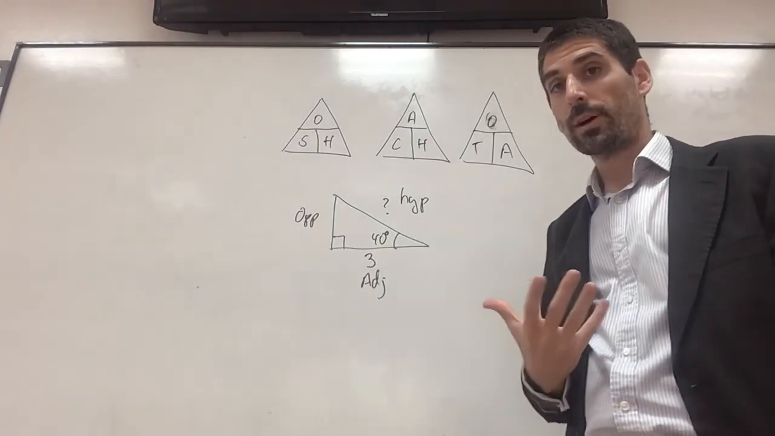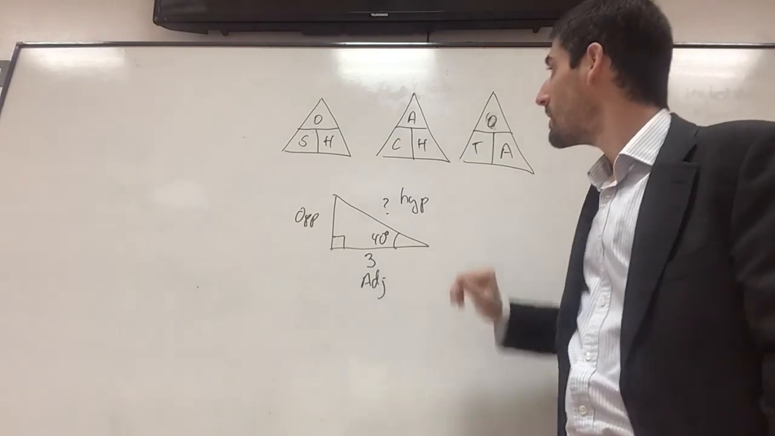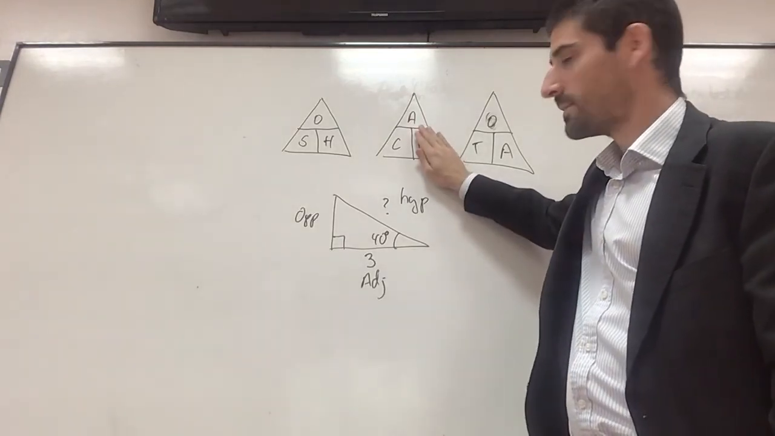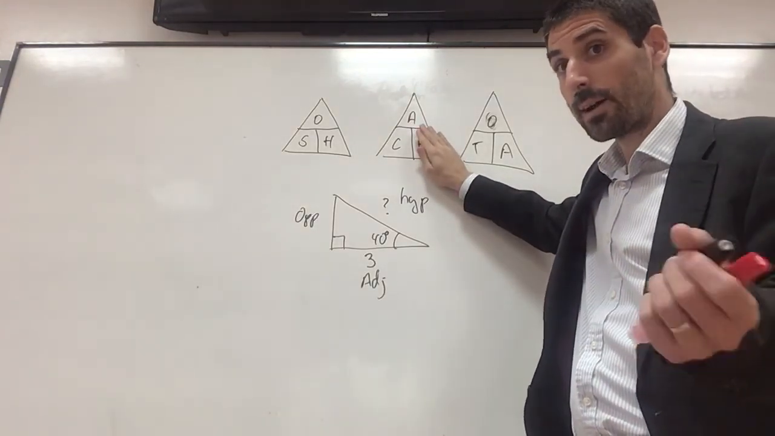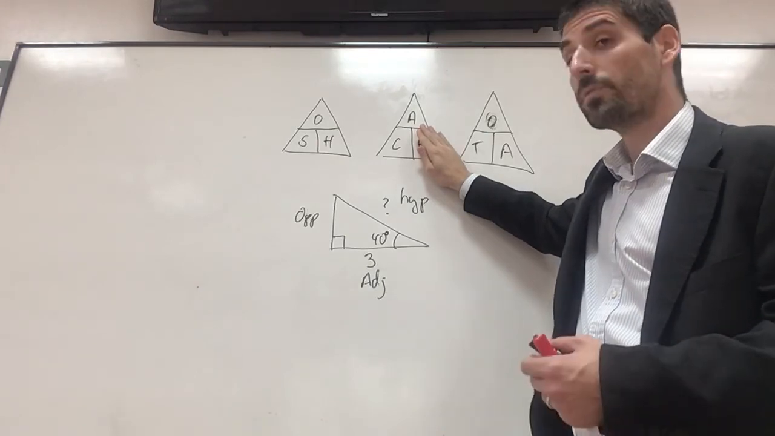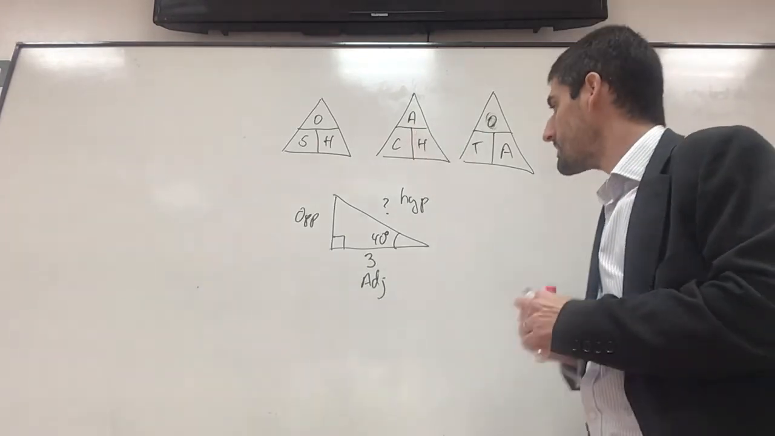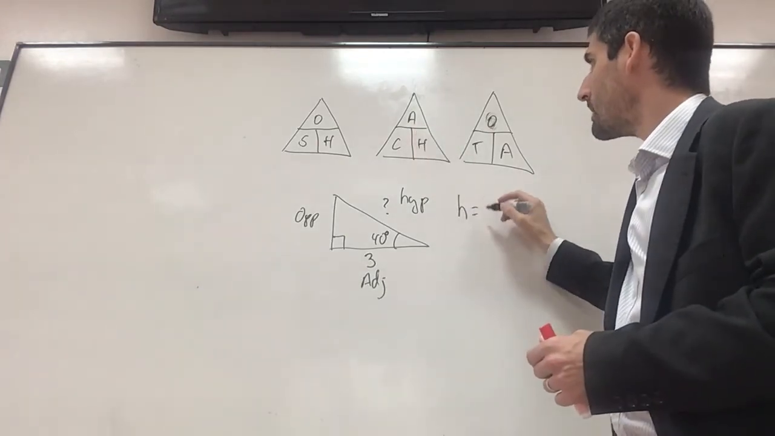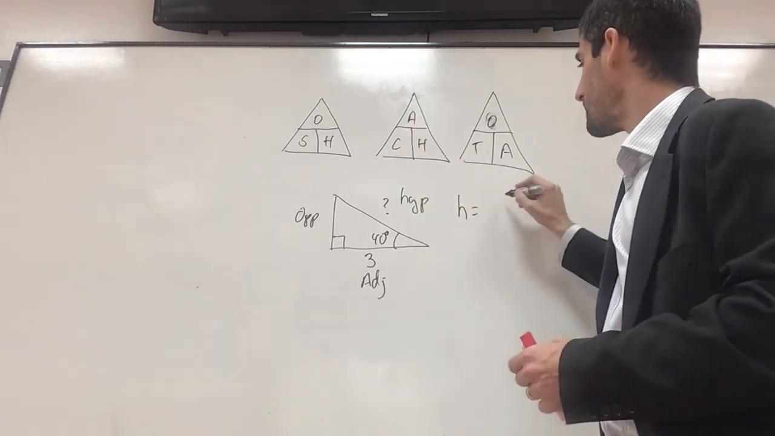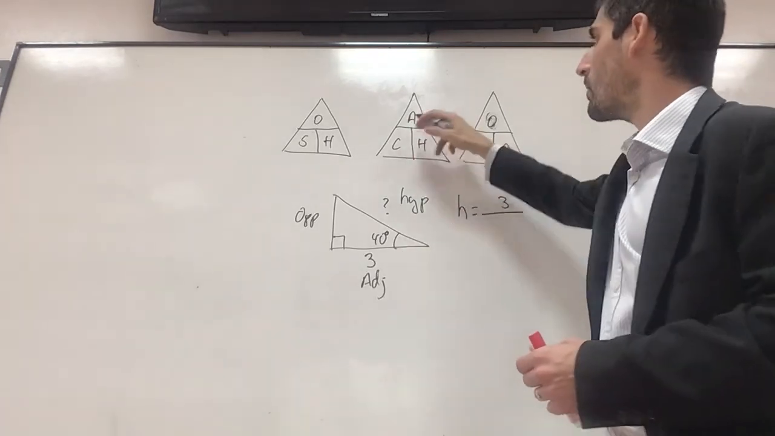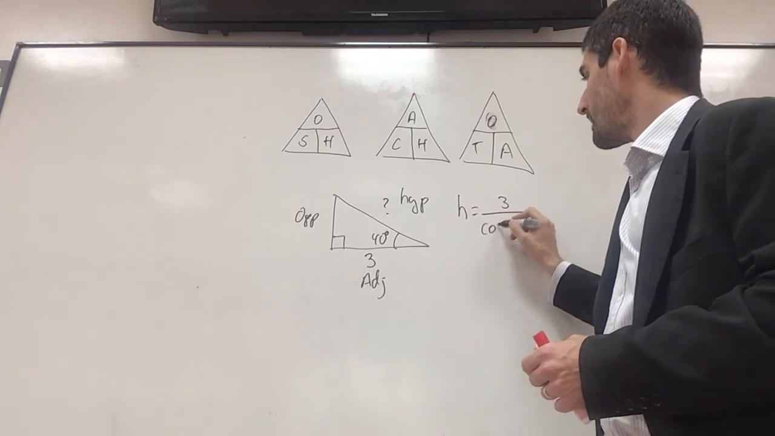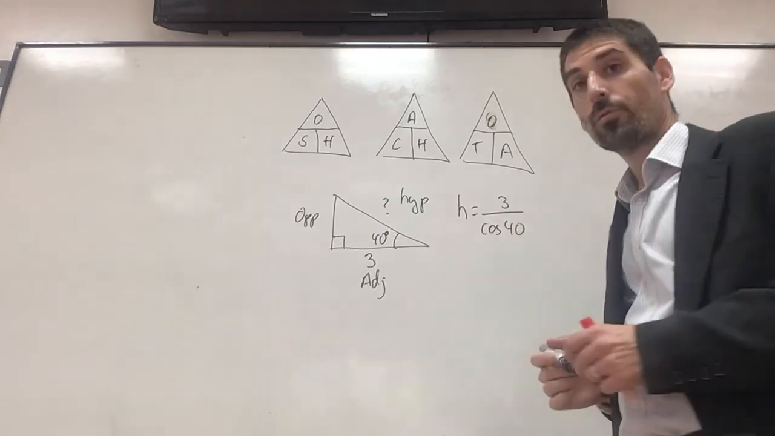And this is the next bit. What am I trying to find? Trying to find the hypotenuse. So if I cover that, because that's what I'm trying to find, the hypotenuse, I've got A over C. Well, that means that the hypotenuse is going to be the adjacent divided by the cos of 40.